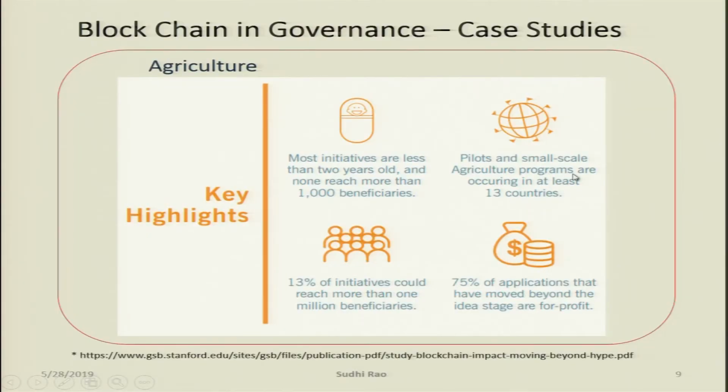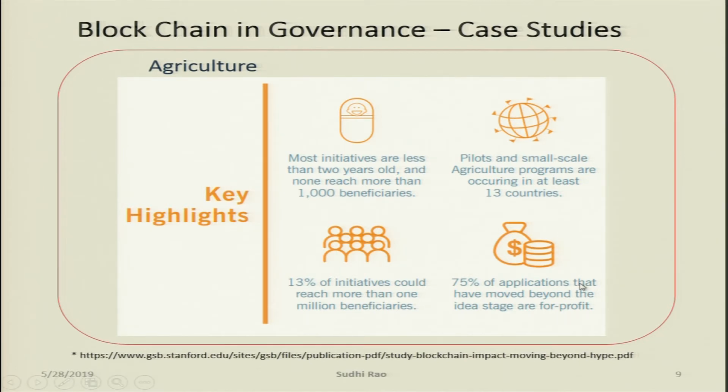Pilots and small scale agriculture programs are occurring in at least 13 countries. At least 13 countries are trying these small projects to see how it works. Once it works, probably they will roll it across to much bigger numbers. 13% of initiatives could reach more than 1 million beneficiaries. Although all of them are less than 1000, already about 1/7 of all of them which are being tried in 13 countries, potentially they can reach 1 million customers or more each. That means they are capable of being rolled out, they are scalable, that is the term we use. What we try for 1000 users, the same thing can be seamlessly expanded to 1 million users.